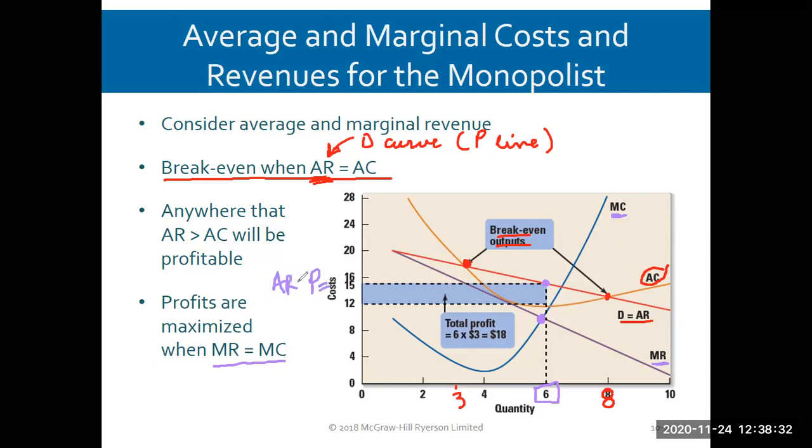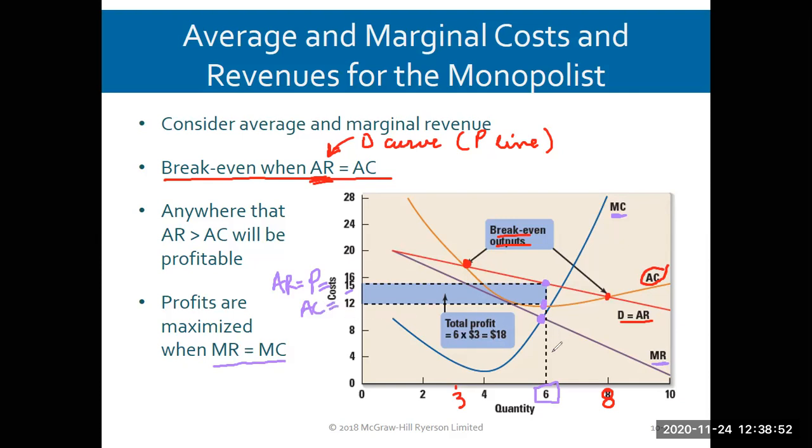Average revenue is also equal to price of 15. At this output of 6, I just go up to the average cost curve right there and come across, and I see my average total cost is 12. So I'm making profits because my price is greater than average cost.